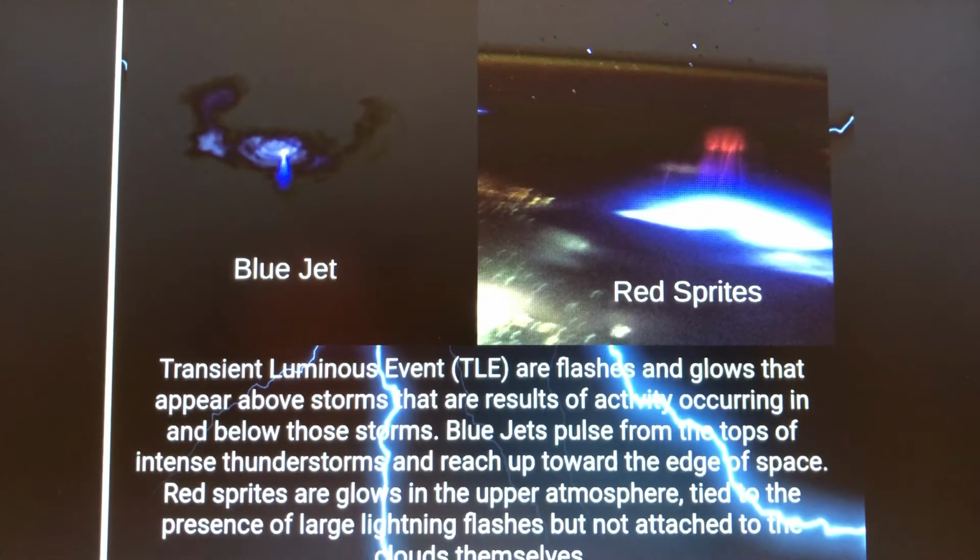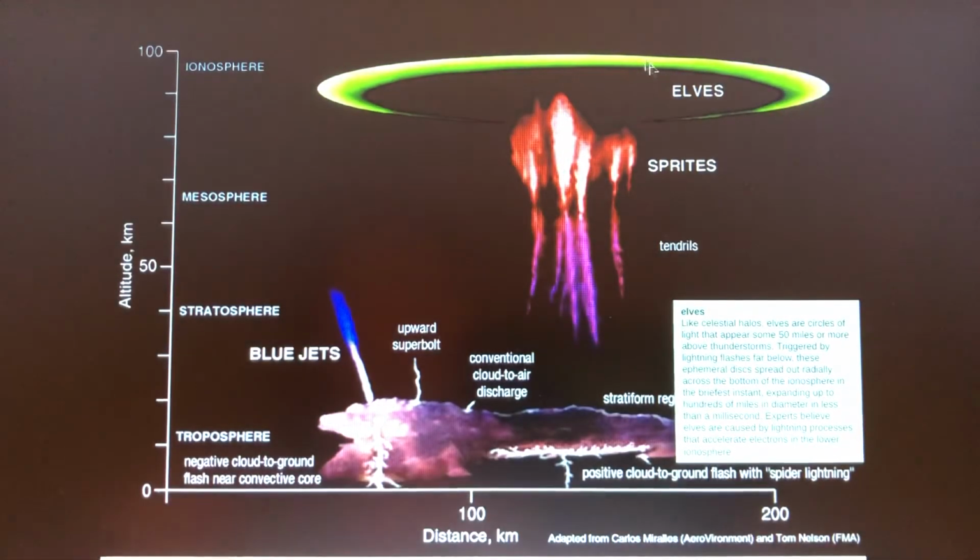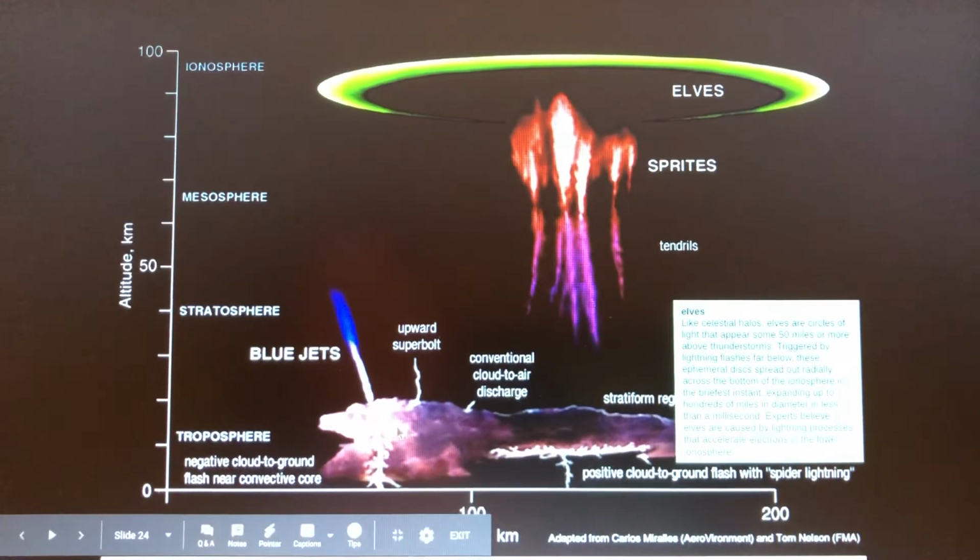The other thing you can have is a red sprite. They glow up in the upper atmosphere and they come from large lightning flashes. So these are above the thunderclouds, going out into space, and these have been filmed from the International Space Station. There's another kind that is a halo created in the ionosphere, and it's called an ELV. This ELV is kind of a green halo. So this is all above a thundercloud, and you see them out in space.